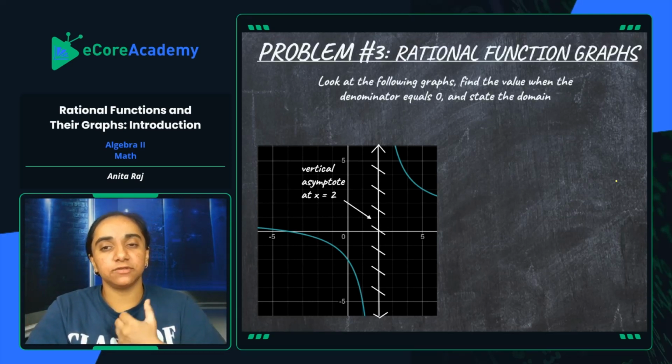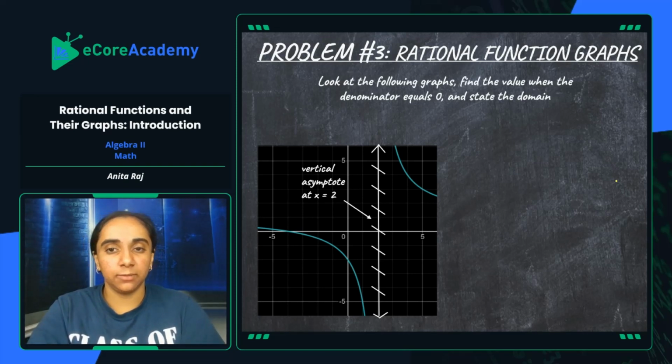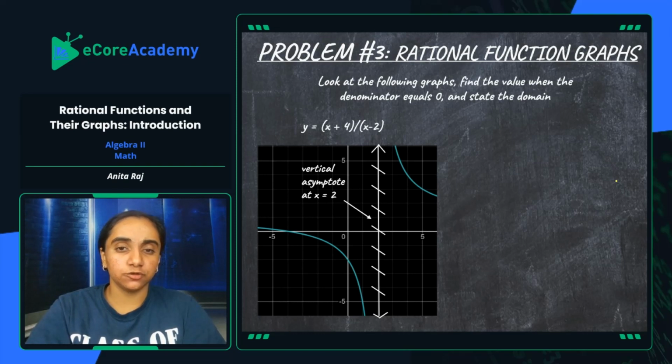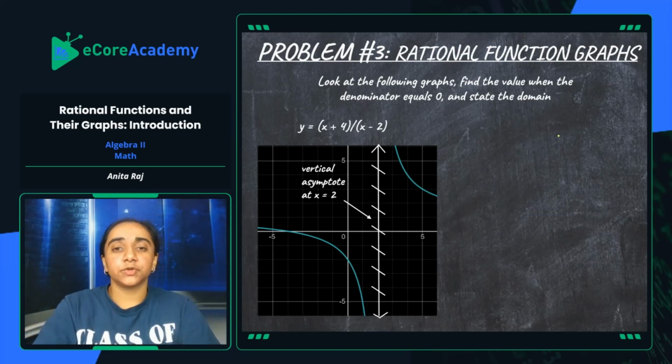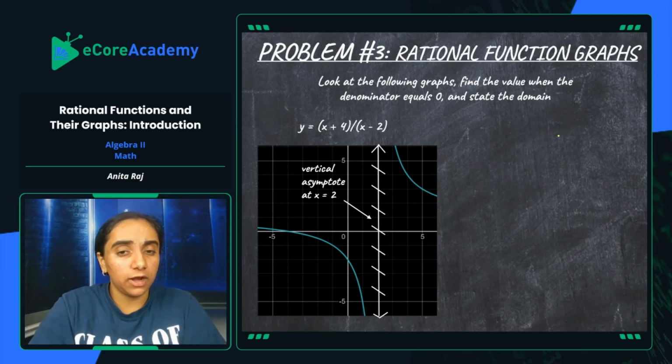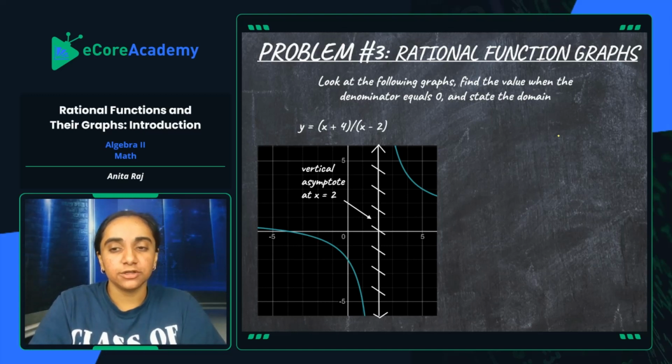So in this, we're going to look at the following graph. We're going to find the value when the denominator equals 0 and then state the domain. So the equation of this rational function is x plus 4 divided by x minus 2. So this rational function is going to be y equals the expression x plus 4 divided by the expression x minus 2. So let's first find when the denominator is equal to 0.